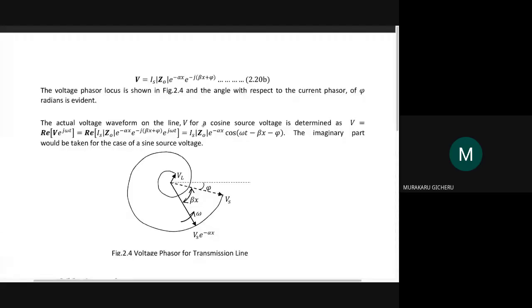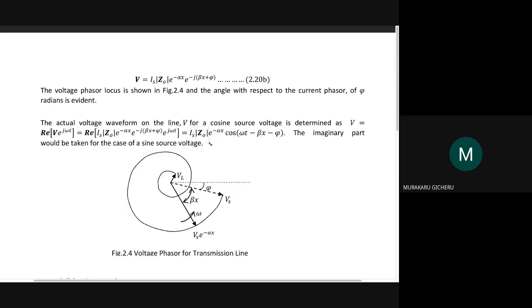From here, you'll find that V is equal to Vs e to the minus alpha x. If you take the cosine part, it will be Vs e to the minus alpha x cosine, which is where the phi comes from. Are there any questions there? No.